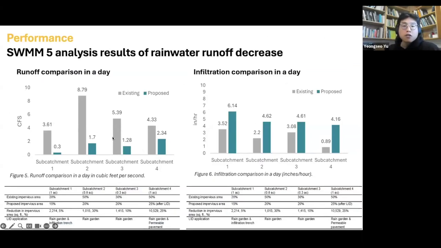Our design also shows a meaningful enhancement in infiltration rate. There is an increase to 6.14 inches per hour compared to the existing site at 3.52 inches per hour, which can be translated to a potential reduction of up to 75% in peak runoff during intense rainfall events.